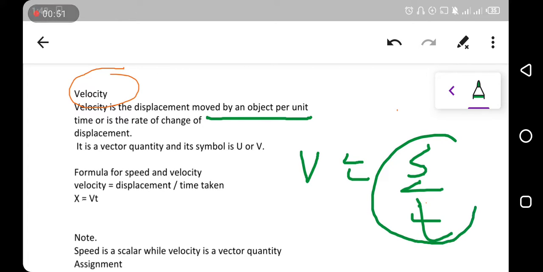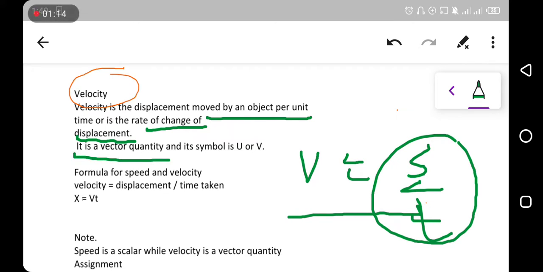This we call the rate of displacement because it is per time. So we may say that velocity is the rate of change of displacement. For speed, it is the rate of change of distance, and for velocity it is the rate of change of displacement. Velocity is a vector quantity because displacement s is a vector quantity. Also, the result will be a vector quantity.